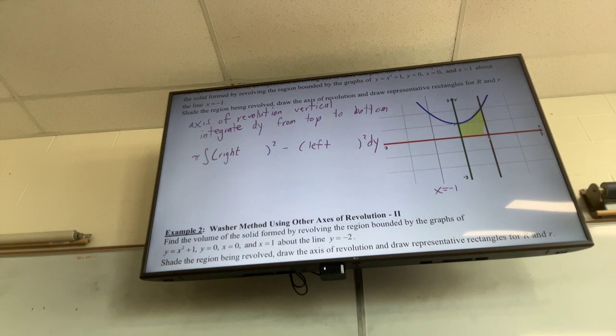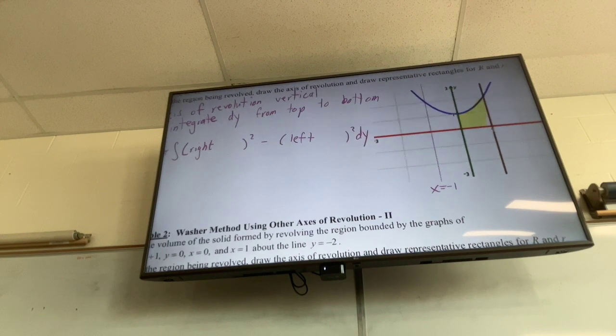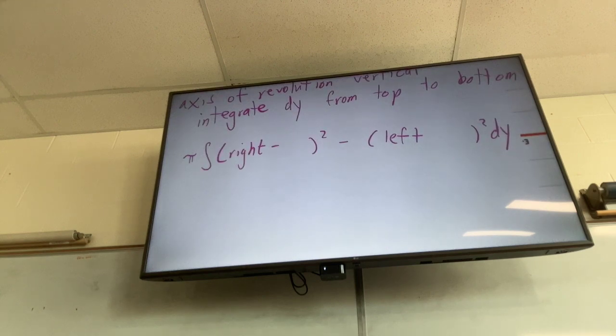So in the last section, we did a lot of integrating around x equals 0, right? So we omitted this last section. Now we're revolving around x equals negative 1. So to compensate for that, I have to do a minus negative 1 here. Minus negative 1. Boom.